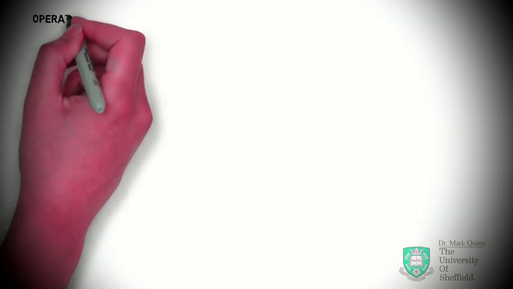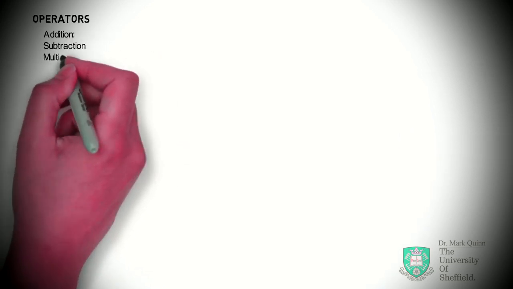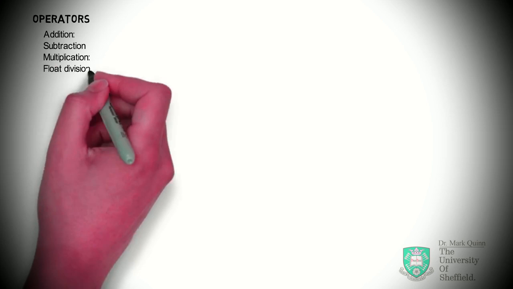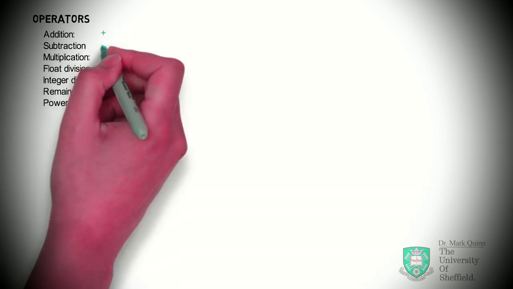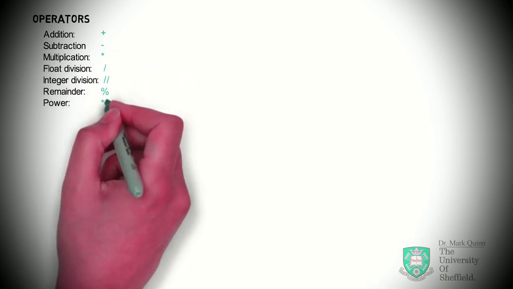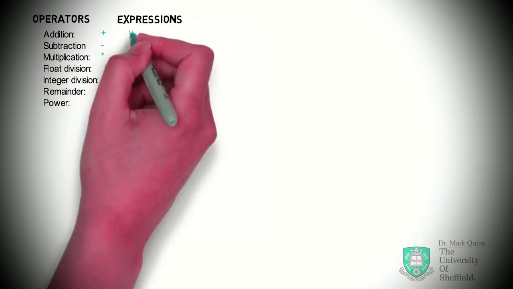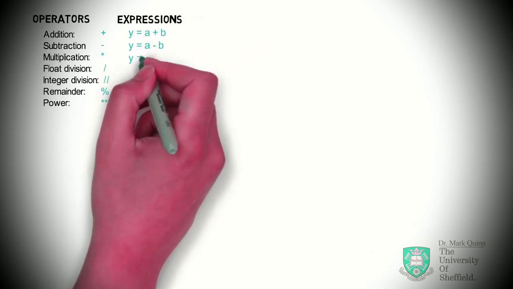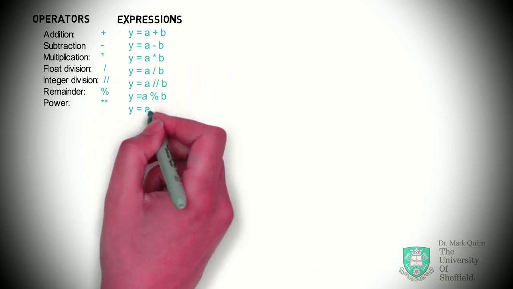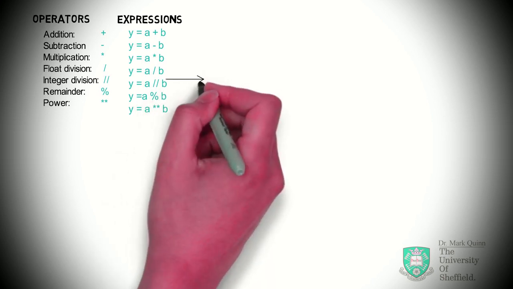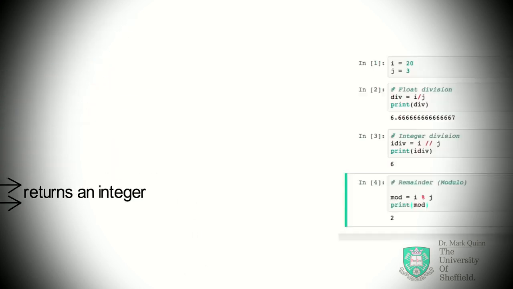With these basic data types, we can start performing some basic operations, such as simple arithmetic, including addition, subtraction, and multiplication, together with some less well-known operations, including integer division, float division, and the remainder operation. The symbols for these operations are relatively straightforward. Multiplication is a star symbol, remainder is a percentage symbol, and power is a double star symbol. Take note that both integer division and remainder return an integer. Let's look at a few examples.